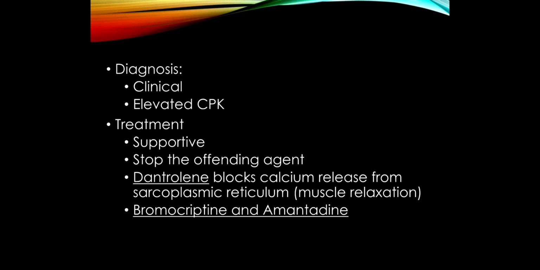And we can give bromocriptine, which is a dopamine agonist. Remember in the Parkinson's lecture I told you this is a dopamine agonist we don't use for Parkinson's. But interestingly, it's the dopamine agonist we usually use for neuroleptic malignant syndrome. And amantadine, that other Parkinson's medication, which I told you can help a little bit with Parkinson's. It helps with dyskinesias. This also can help patients with neuroleptic malignant syndrome.